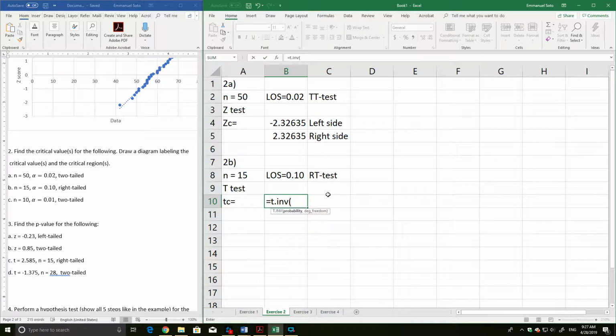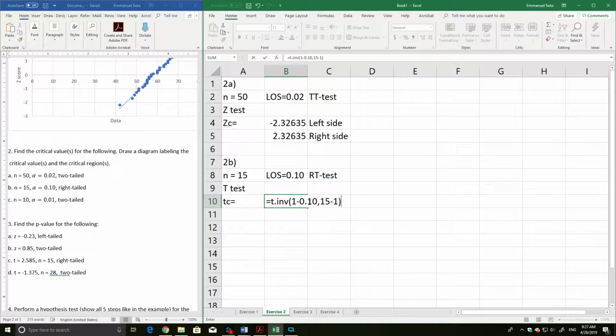We're doing a right tail test, so remember, if you're doing the left side, you're going to be doing just alpha. If you're doing the right side, you're going to do 1 minus alpha. So since we're doing a right tail test, we're going to do 1 minus the level of significance, comma, and then your degrees of freedom. We've got to calculate that, and that's simple to do. Just take your n, your sample size, take away 1.